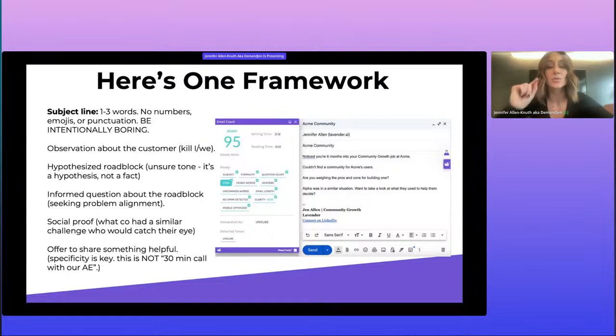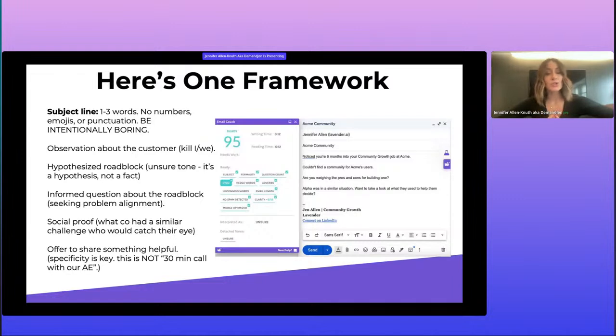Lead with the observation, and here's why. Remember our screenshot in the beginning? That preview text is exactly what the buyer sees before they open the email. We always overthink the subject line, but we rarely overthink the preview text, and it is really important. If they see that this person has taken an interest in them, they are much more likely to open that email. So this observation is, I noticed you're 6 months into your community growth job at Acme.